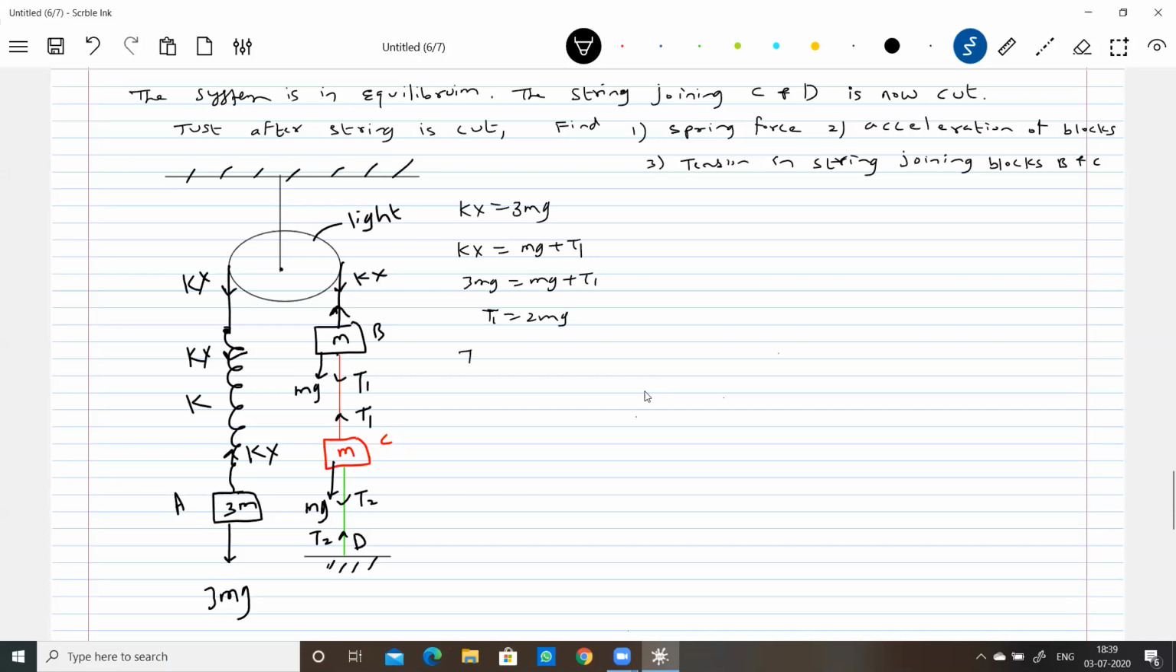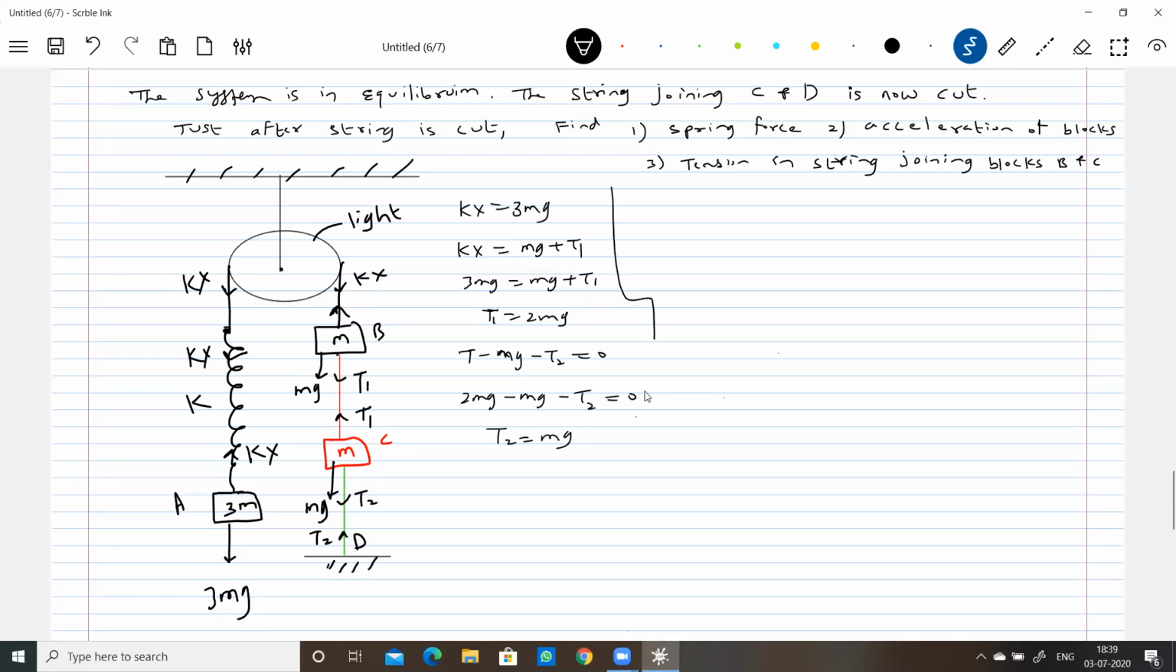So now T1 minus mg minus T2 equals 0. So this will be 2 mg minus mg minus T2. So T2 is equal to how much? mg. Okay, let's keep the data.